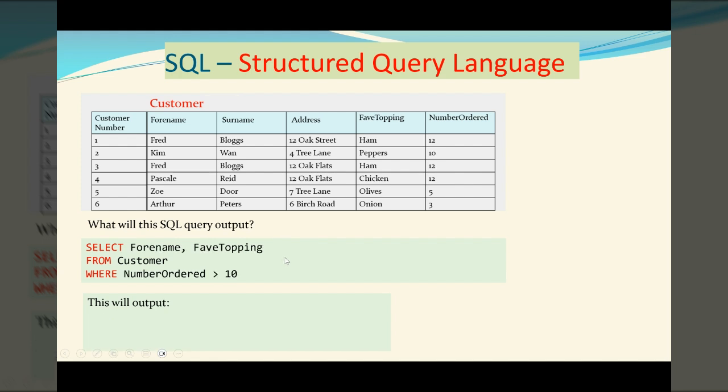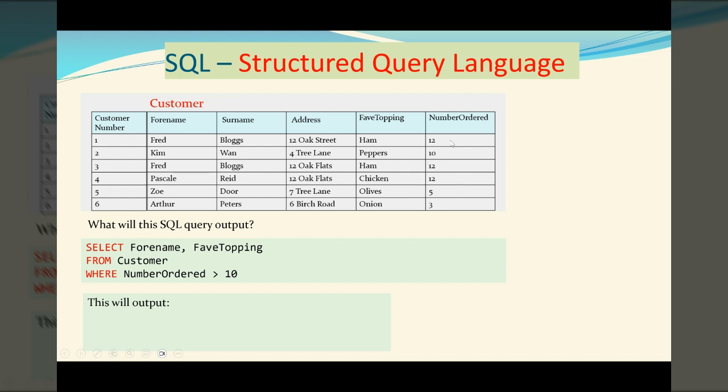Okay, let's try another one. So we've got select forename and fave topping from customer where number ordered is. Now, you need to know your operator signs from maths. So hopefully you've read this as greater than, so where number ordered is greater than 10. So let's have a look down the number ordered field, because this is our criteria. So we need greater than 10. So 12 is greater than 10. So we're going to see the forename and fave topping for this one.